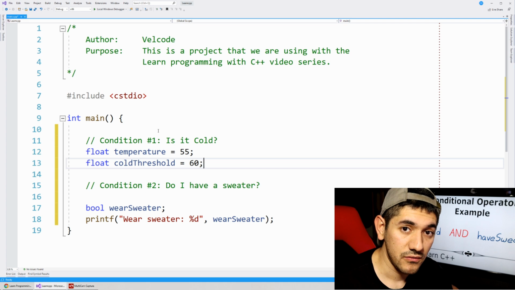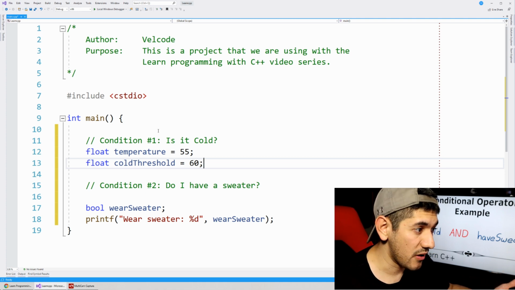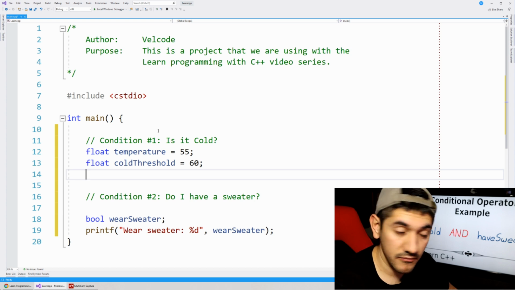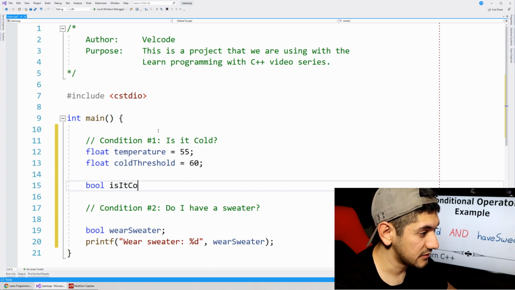What else do I need to know if it's cold? That's about it. I just need to be able to make that comparison. So my first condition will be, is it cold? And it's a Boolean variable. So we said conditions are Boolean variables. So I will say bool isItCold.